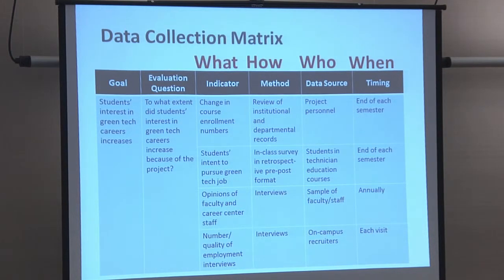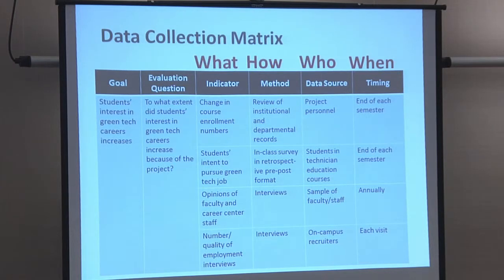So as an alternative way to present it, it's efficient and it's a matrix. You can see that there's the project goals on the far left. Then we have the evaluation questions that are connected with the project goals. Then there's a column for indicators, and these are pieces of information that we're going to collect. In this example, we're looking at changes in course enrollments, students' intent to pursue green tech jobs, as well as some other measures you can see.